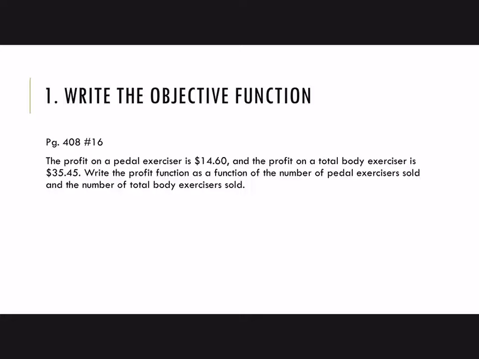Here's another one. This is page 408, number 16. The profit on a pedal exerciser is $14.60. The profit on a total body exerciser is $35.45. Write the profit function as a function of the number of pedal exercisers sold and the number of total body exercisers sold. So again, I like to just go in order of how these things are mentioned in the problem. So we have pedal exercisers, I'll call that x, and body exercisers, y.